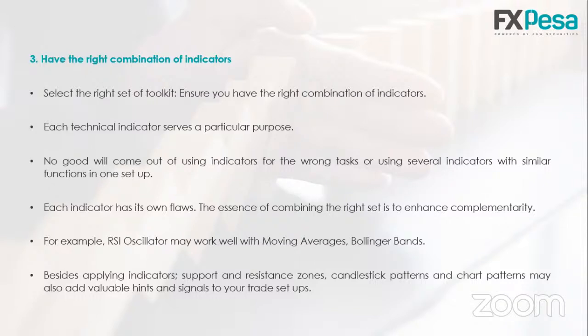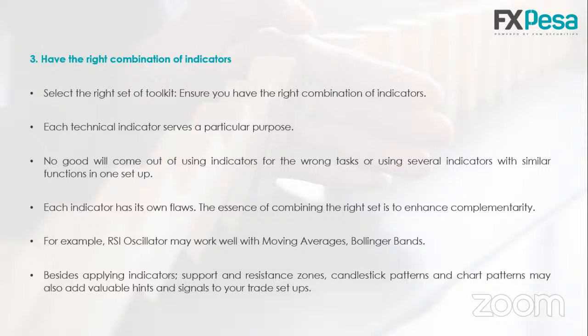Then each indicator has its own flaws. So you therefore need to combine a set of indicators. So you can have like 2 or 3 indicators. Again, you don't need to clutter your chart with so many indicators. You just need to master indicators that complement each other, so that once you have the right setup, the flaws of one indicator can be offset by the strength of the other indicators that you have combined in that setup.